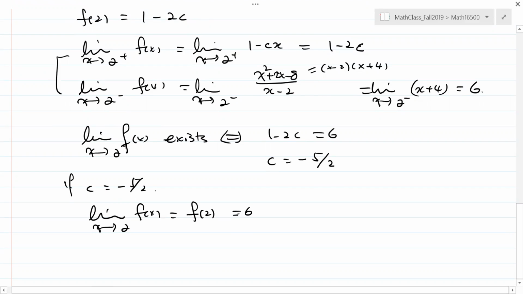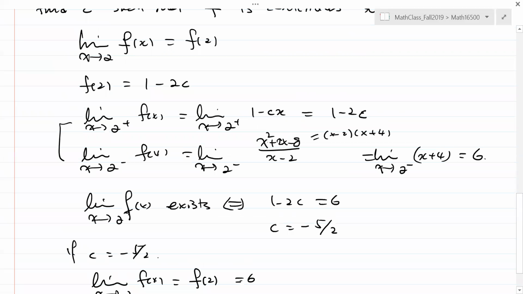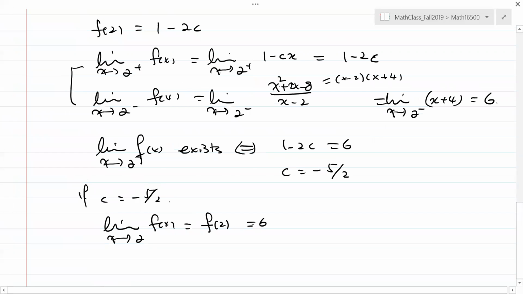First of all, you want to make sure that the limit exists, but the limit exists only if c is negative 5/2. But when c equals negative 5/2, it's also automatically guaranteed that the limit is the value of the function at 2, which is 6. All right, so the answer is when c equals negative 5/2, the value is 6.